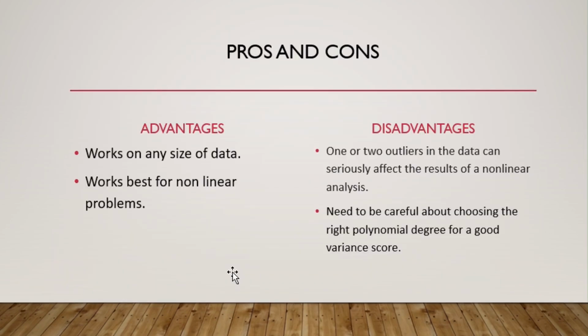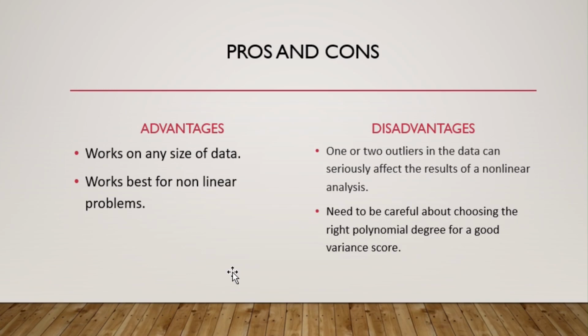Now, let's look at the pros and cons of the polynomial regression. When it comes to its advantages, it can work on any size of the data and it works best for non-linear problems. We have seen in our earlier slides how we have obtained the best fit line in the form of curves. Whereas when it comes to disadvantages, one or two outliers in the data can seriously affect the result of the non-linear analysis, and hence we need to be careful about choosing the right polynomial degree for a good variance score.